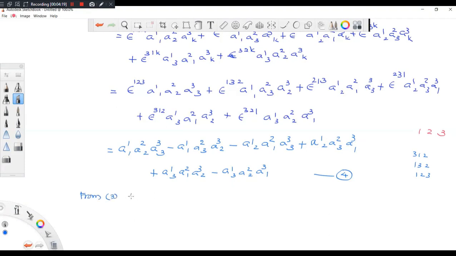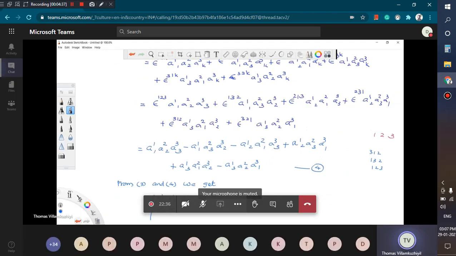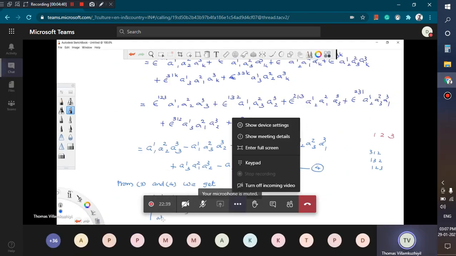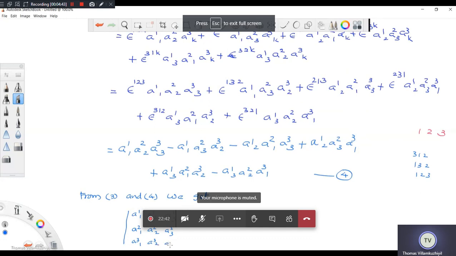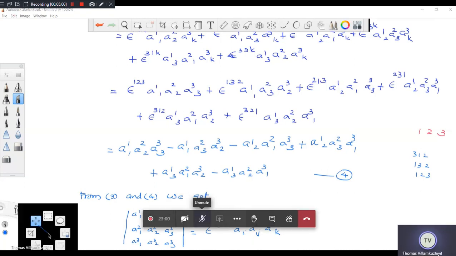So I write that from 3 and 4 we get this: the determinant of A11, A12, A13, A21, A22, A23, A31, A32, A33 is equal to epsilon ijk A1i, A2j, A3k. Okay, so the determinant I can express using a very compact and simple expression.